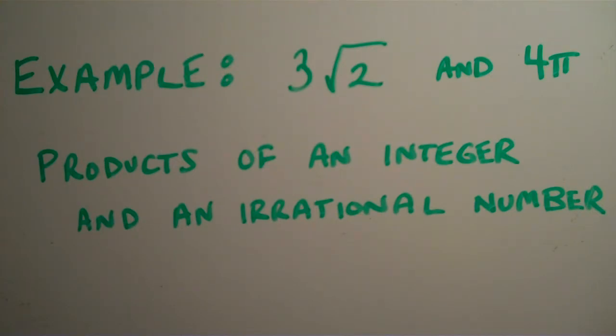Another type of irrational number would be the product of an integer and any other irrational number. The examples here, 3 radical 2 and 4 pi. We know that radical 2 is irrational, so therefore that is going to make the number irrational. We also know that pi is irrational, so therefore 4 pi would also be an irrational number.